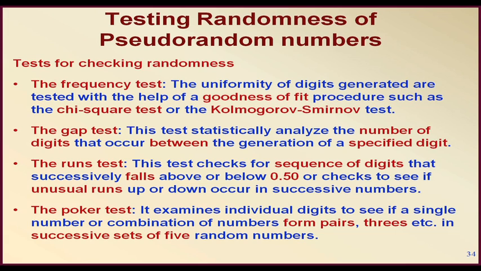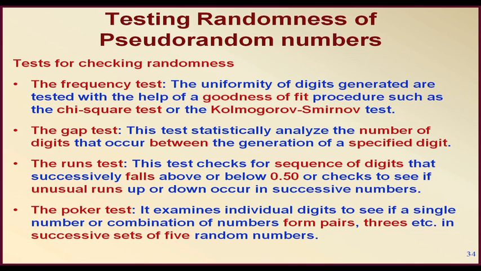The next test is known as the runs test. The runs test checks the sequence of digits that successively falls above or below 0.5, or checks to see if unusual runs up or down occur in successive numbers, right. So, how many numbers are successively falling above or below 0.5?